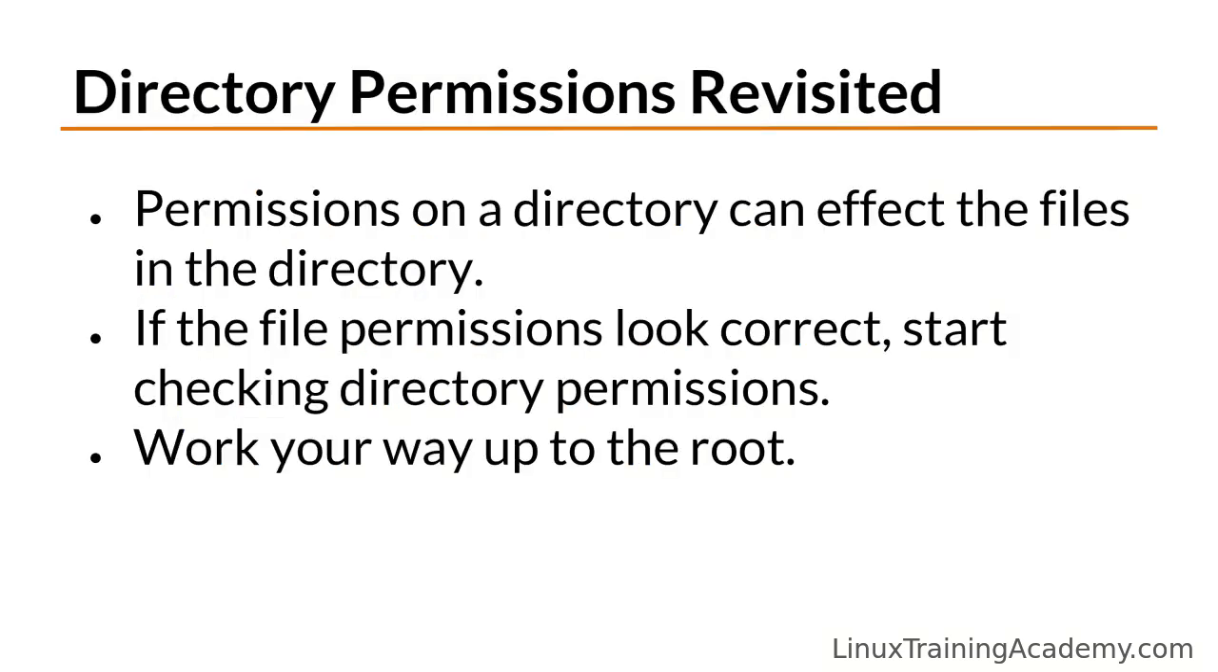Let's look at directory permissions again. Permissions on a directory can affect the files in that directory. A common problem is having proper permissions set on a file within a directory only to have the incorrect permissions set on the directory itself. Not having the correct permissions on a directory can prevent the execution of the file, for example. If you are sure that a file's permission is correct, start looking at the directory it's in, and then look at that directory's parent directory, and work your way all the way towards the root of the file system.